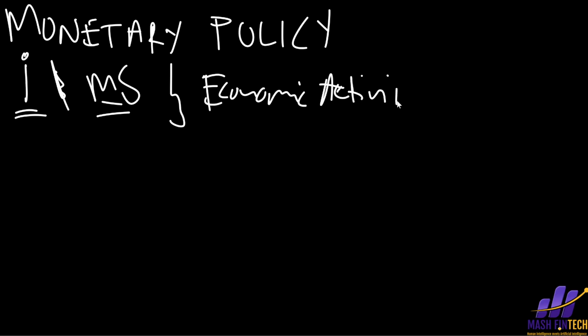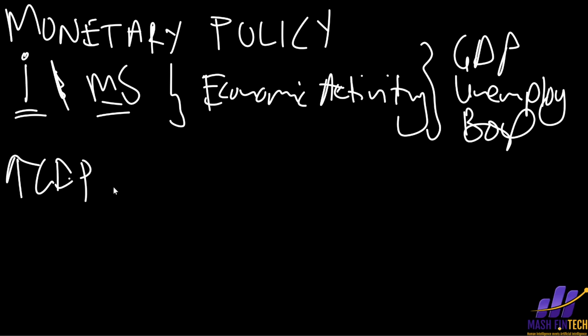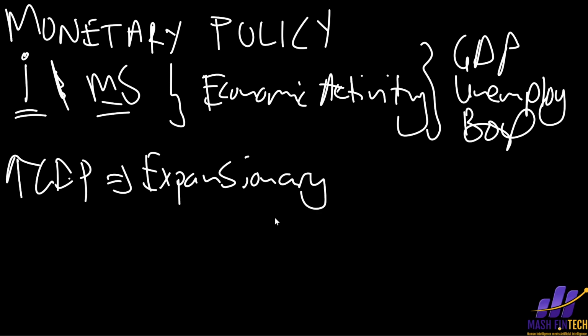By using interest rates and money supply, what the monetary authority is trying to do is either to grow the economy via GDP, to reduce unemployment, or to maintain balance of payments equilibrium. All of these things can be affected by changes in interest rates and money supply. If the goal of the government is to increase economic activity, like to increase the GDP, they are going to use what they call expansionary or loose monetary policy.